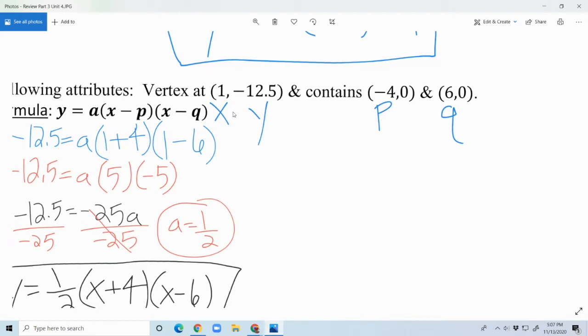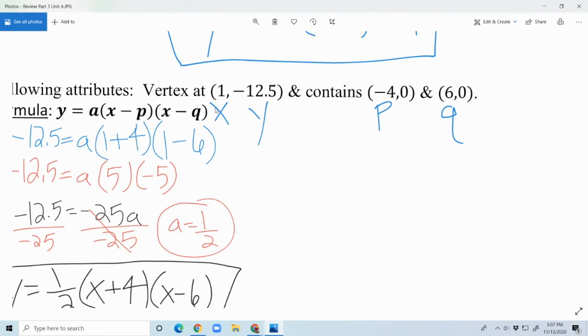So I labeled this vertex as x and y. Okay? The x-intercepts always get labeled as p and q. So x is 1, and so the formula says x minus p, and p is -4. So we'll say 1 minus -4, which turns into 1 plus 4.